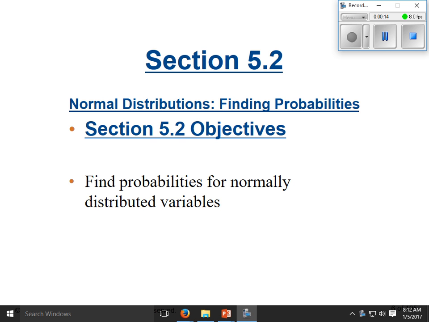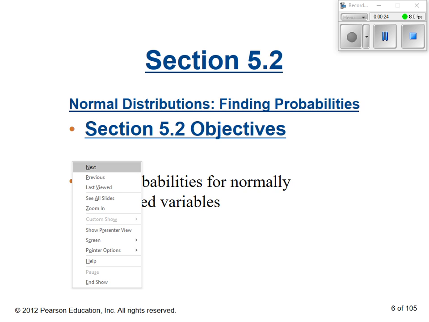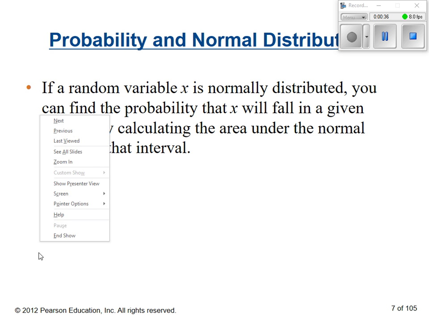With normal distributions, again, the normal distribution is when we're using z-scores. So that's our normal curve. If a random variable x is normally distributed, you can find the probability that x will fall in a given interval by calculating the area under a normal curve for the interval. That's what we were just doing.